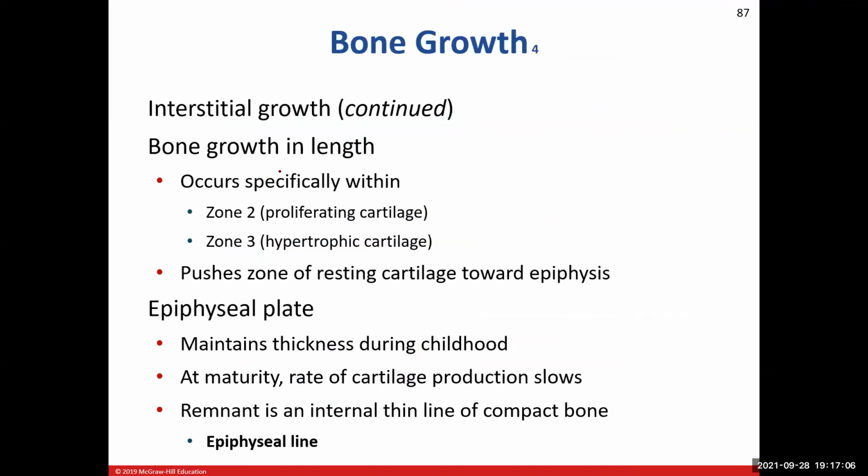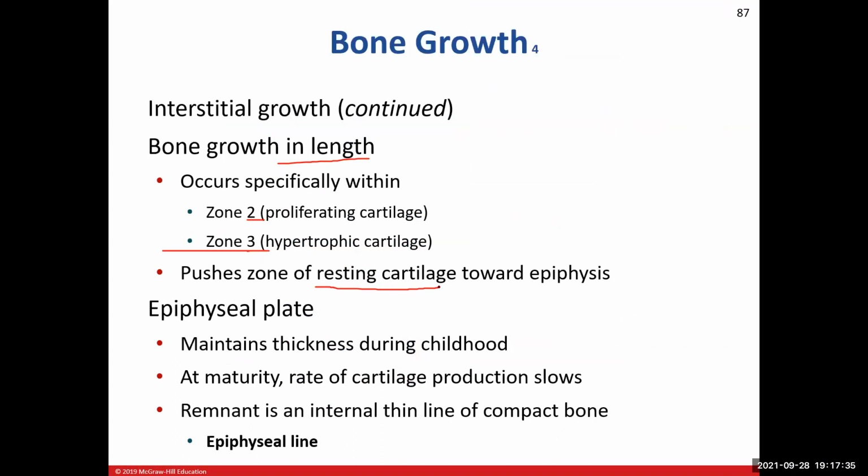So we really see the majority of the interstitial growth in length here in these two zones. The proliferating cartilage, that's where the cells are mitotically dividing. And then zone 3, the hypertrophic cartilage zone, in which the cells are actually getting bigger. So as these processes occur, it pushes that first zone, the resting cartilage zone, towards the epiphysis here.